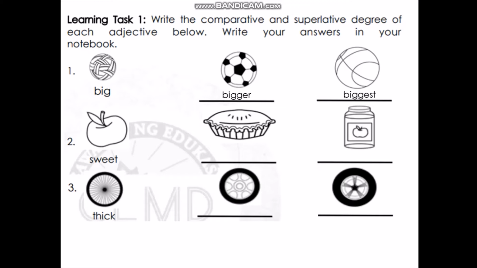So for number 2, let's answer. For number 2, we have sweet. The comparative degree would be sweeter. Good job. And the superlative degree, sweetest. Great. So now let's have number 3.